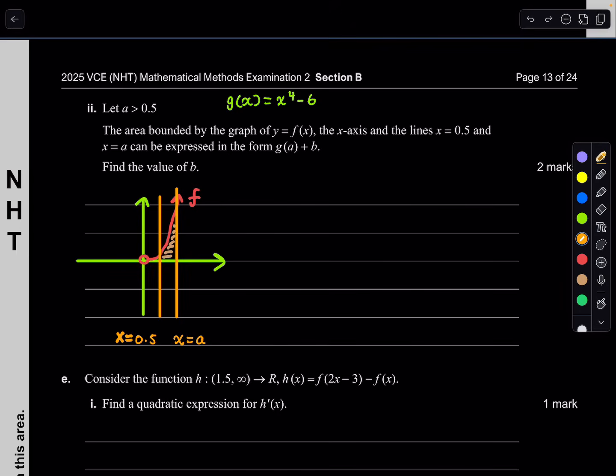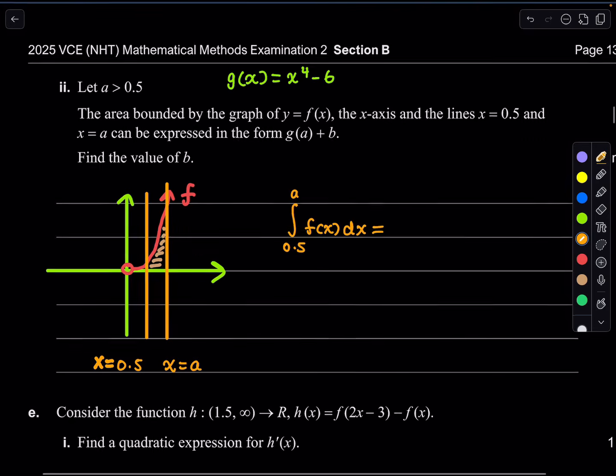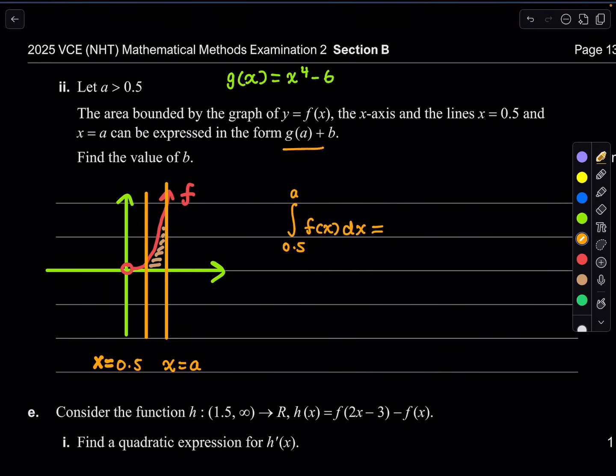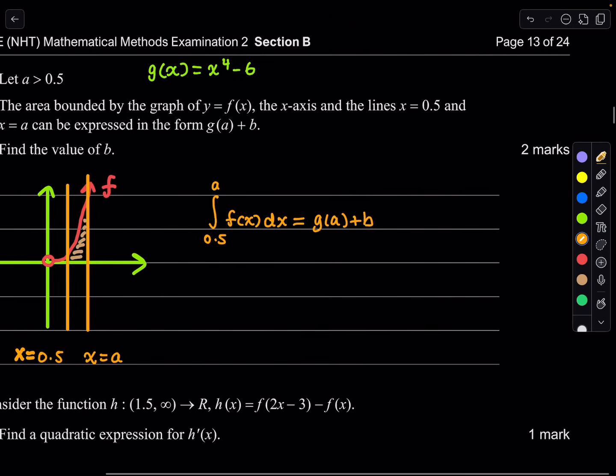Really nice. So, to find that area, it's just the integral from 0.5 to a of f of x dx. And so that's going to give me the area. And they told you the area is going to be equal to this g of a plus b, like this. g of a plus b. And we want to find b. Before we do most of the work here, our CAS is going to do all the work, by the way. We know that, for example, this is g of x.